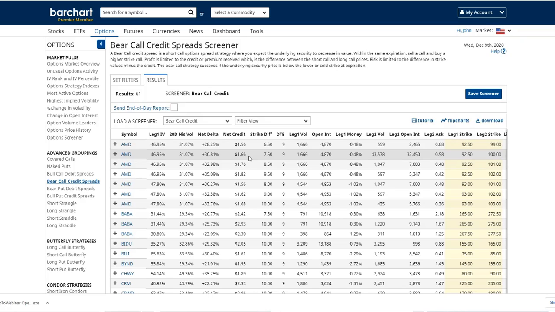So for every dollar of risk that I'm taking on, my maximum risk, I'm only picking up an extra 10 cents. You know, that's not something that I would feel comfortable with.